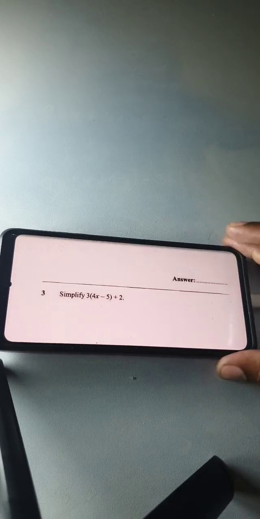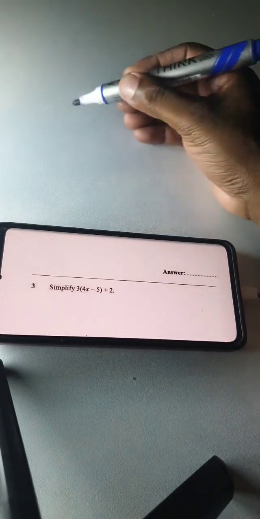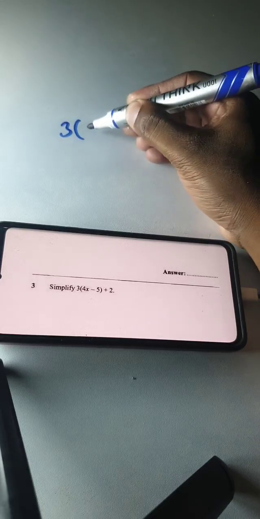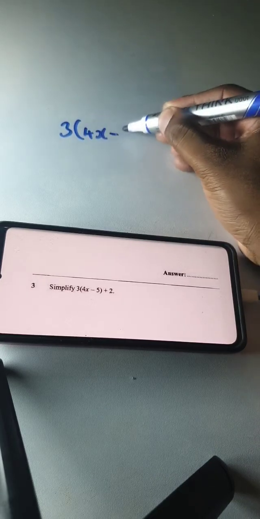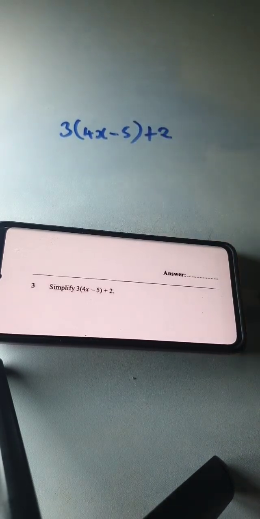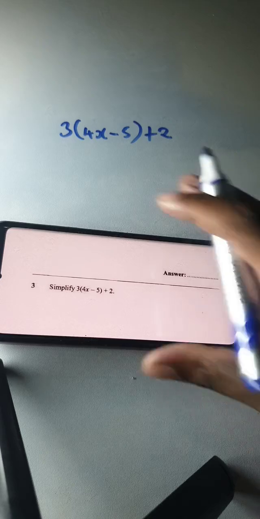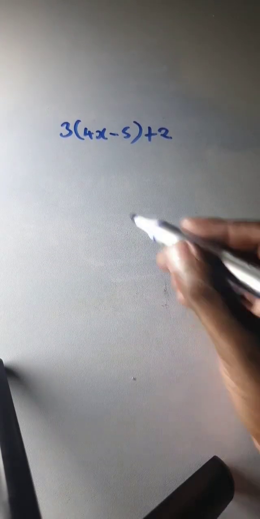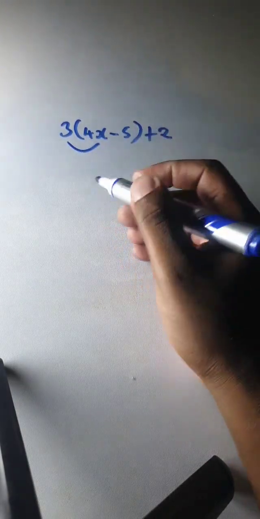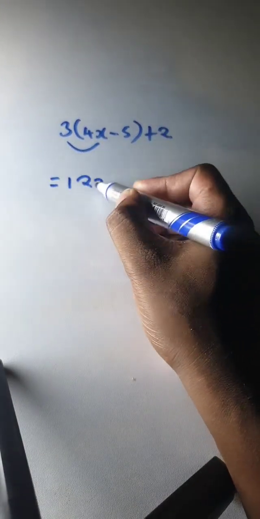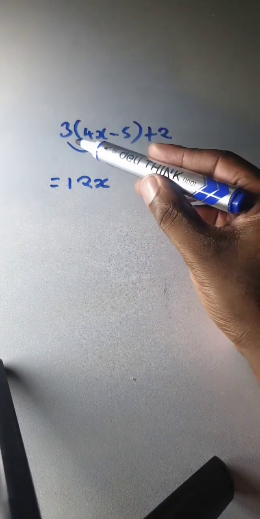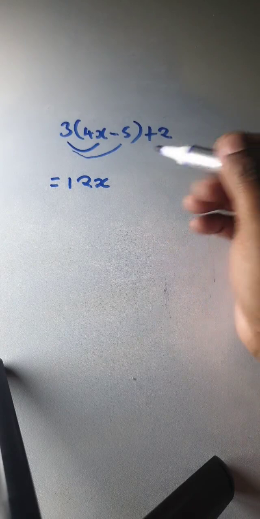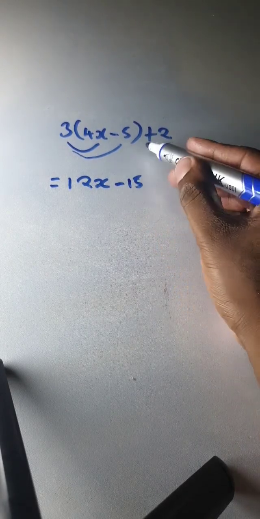Okay, so how can we simplify this? We simply say 3 open bracket 4x minus 5 plus 2. So we need to expand it first. First thing first, expand. Now how do we expand? We say 3 times 4x is 12x. Then 3 times -5 is -15. Then plus 2.